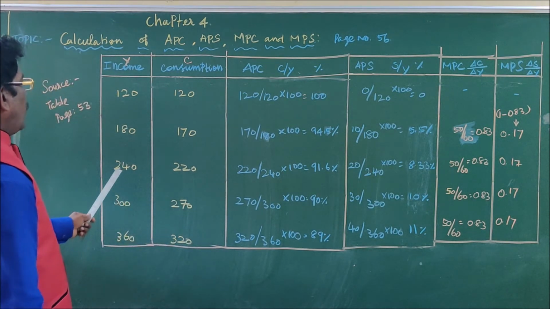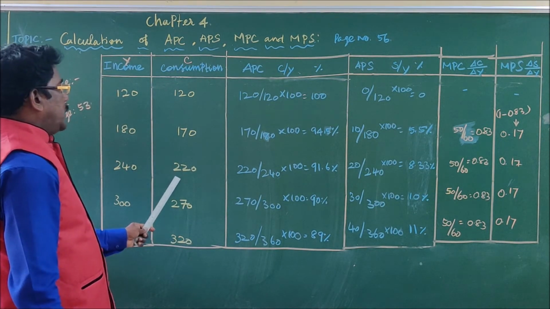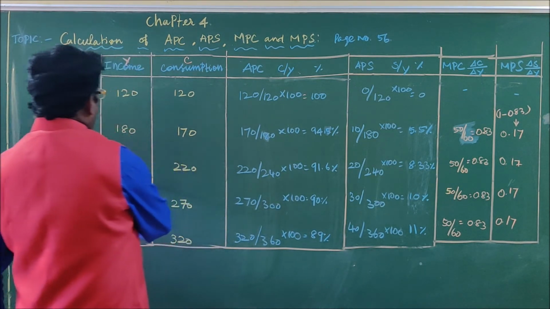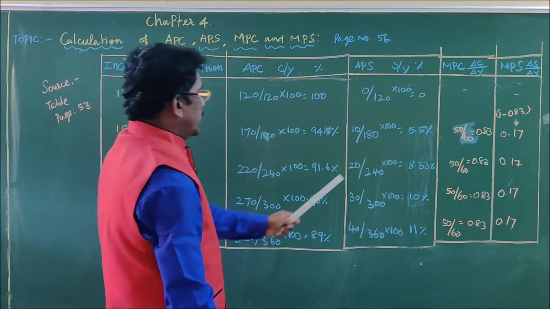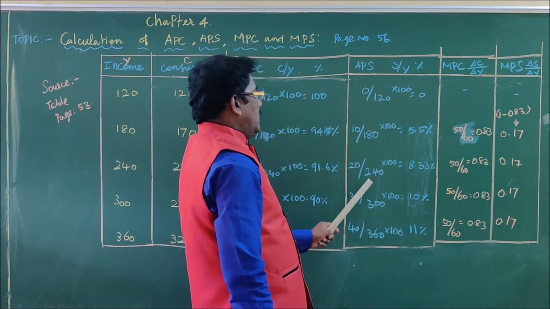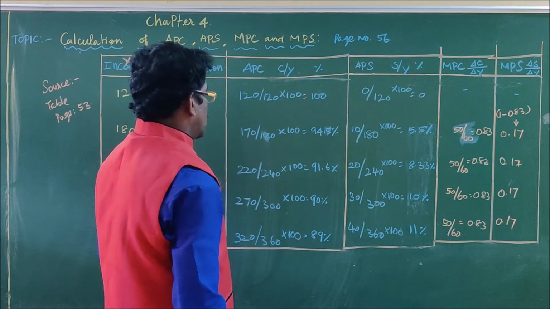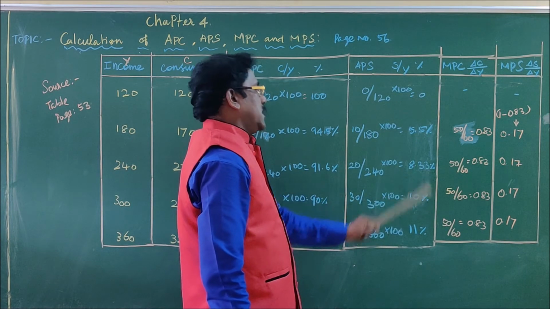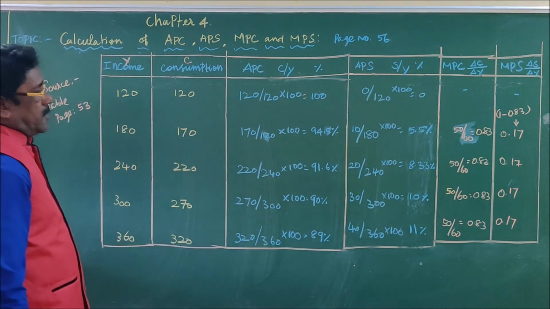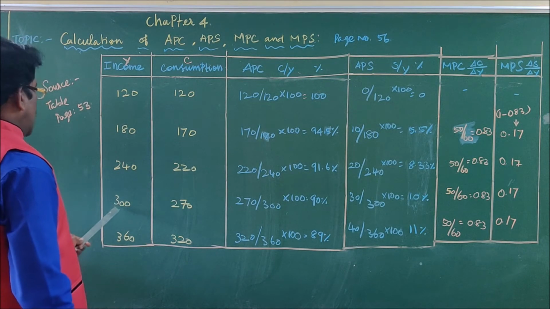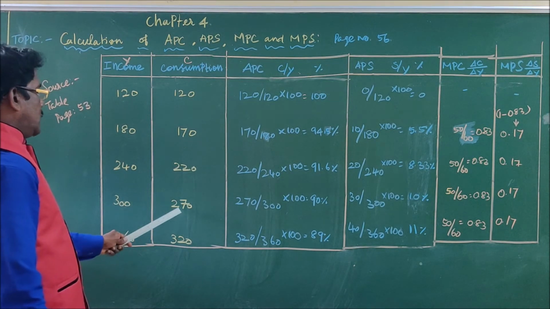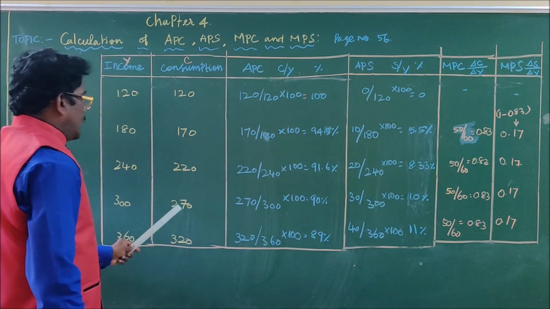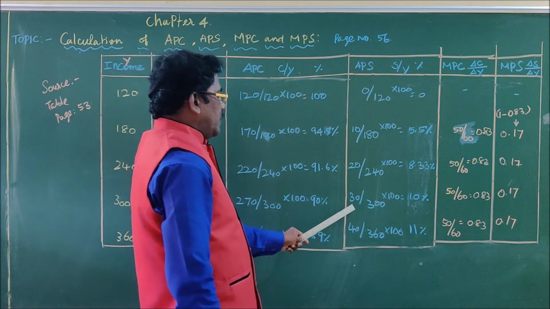And the third one, 240 is the income and 220 is expenditure on consumption, and the remaining is savings, that is 240 minus 220 equals 20 rupees. So 20 divided by 240 into 100, the answer is 8.33 percent. Then the next level of income is 300, but the consumption is 270 and the remaining is the savings. So 300 minus 270 equals 30.